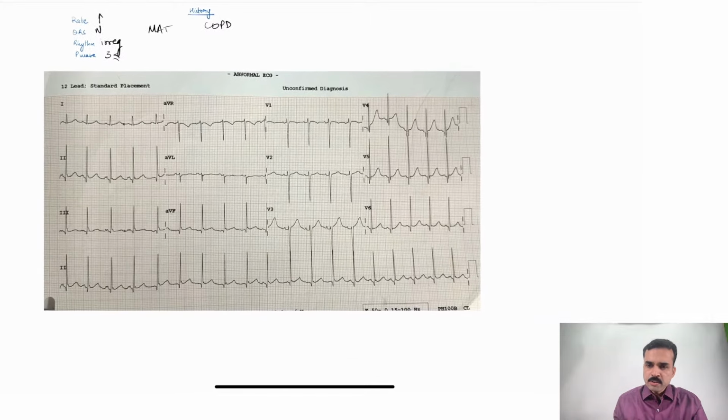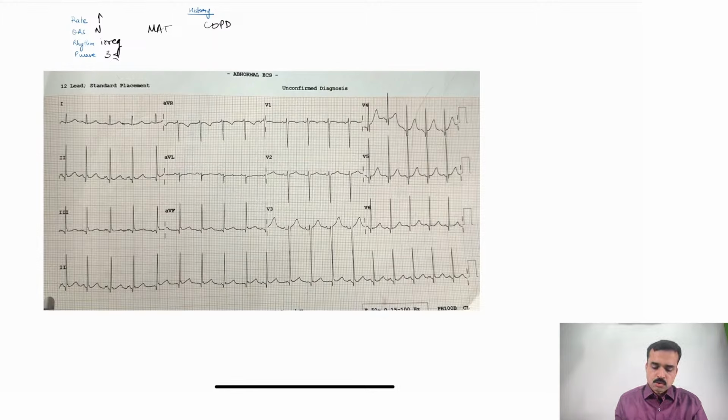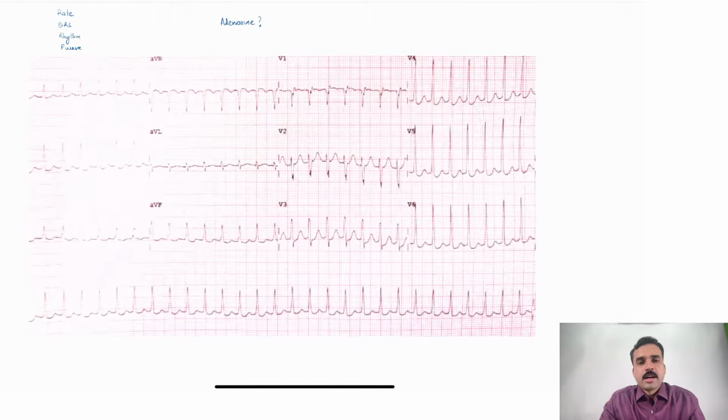Okay, very good. More common in COPD patients. Very good, Sharon. Correct. So irregular rhythm, P wave is present with 3 or more morphologies, makes it MAT. If the P wave is absent, it makes it atrial fibrillation.